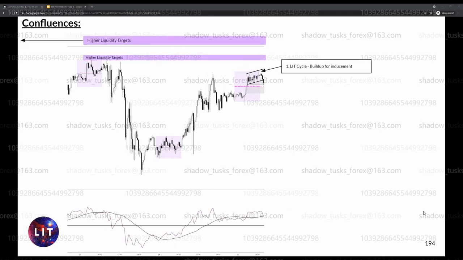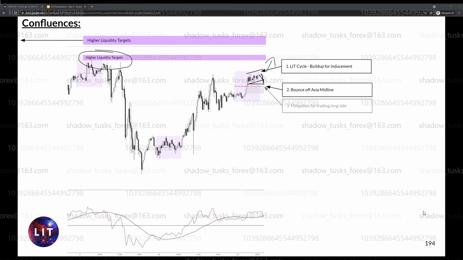So first of all, we have a cycle build-up inducement, right? So we're looking for liquidity targets, right? So awesome. We know that we should go up, right? What else do we have? Of course, we have a bounce off Asia midline after the build-up inducement. Nothing to mitigate in here, right? Mitigating for long sides, but there's no mitigation candle in here. So we can't trade the extreme, right? So no mitigation here. But guess what else it is? It's a let also. Perfect.